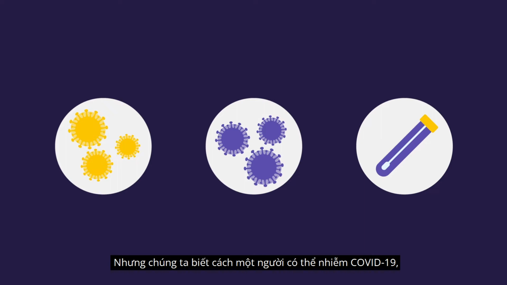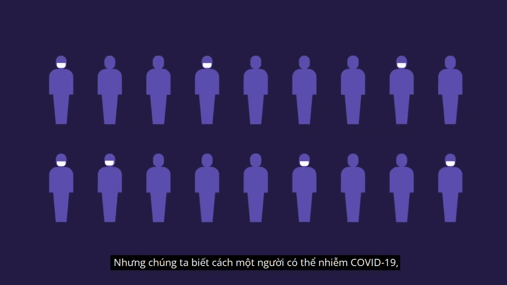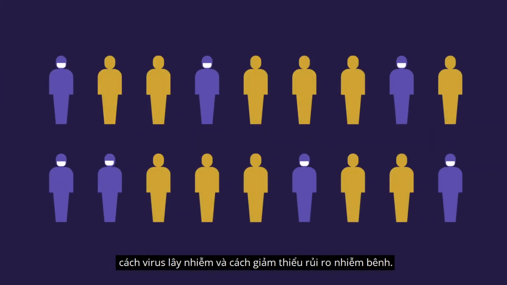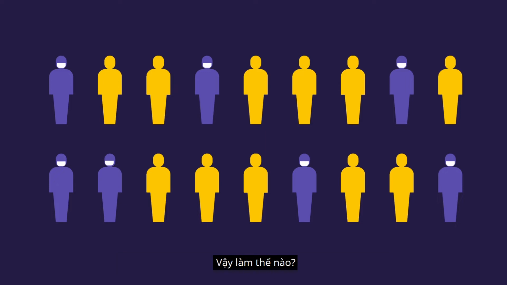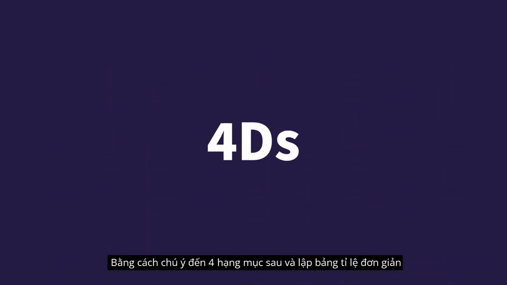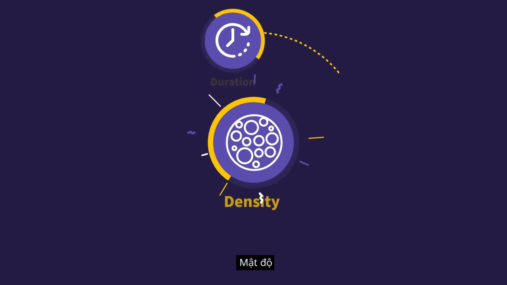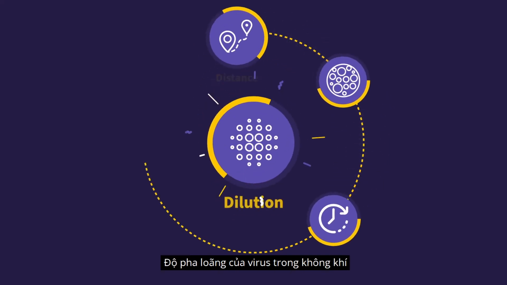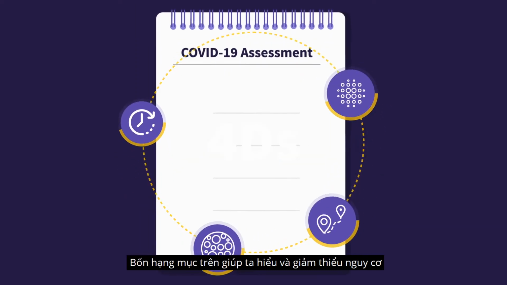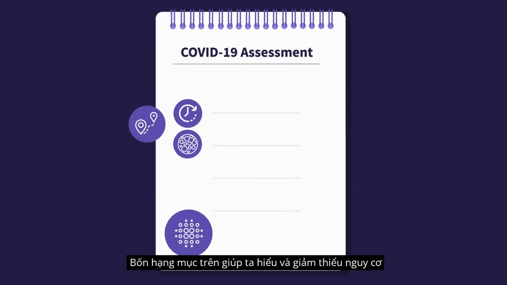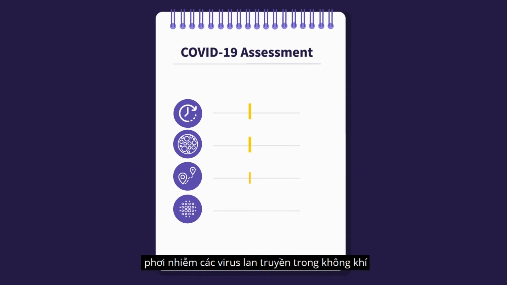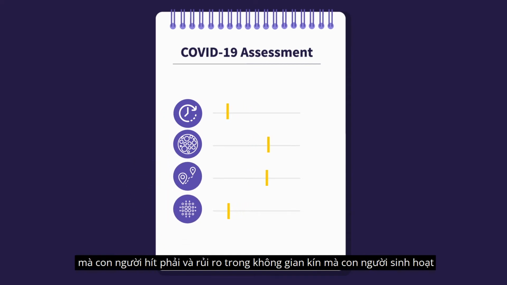But we do know how people catch COVID-19 and how it spreads and how we can reduce the potential for exposure. How? By remembering the 4 Ds and implementing them with a simple scale to help you manage risk: duration, density, distance, dilution. The 4 Ds help us understand and reduce the risk associated with the potential airborne viruses people are breathing in and the indoor spaces they occupy.